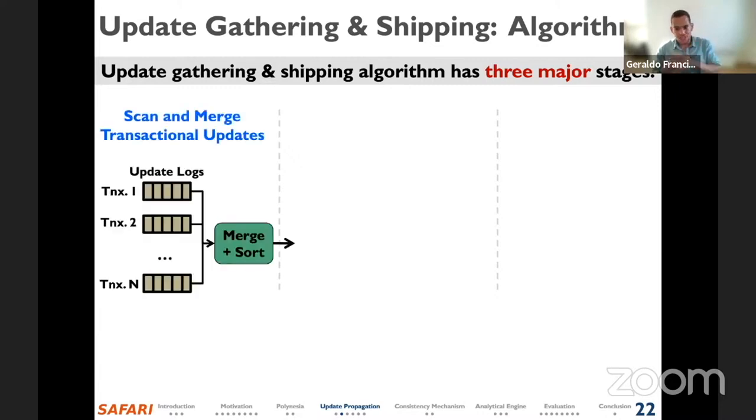First, for each thread in the transactional engine, Polynesia stores an ordered update log for the queries performed by the transactional thread. The first stage is to scan the per-thread update logs and merge them into a single final log, where all the updates are sorted by their commit ID.